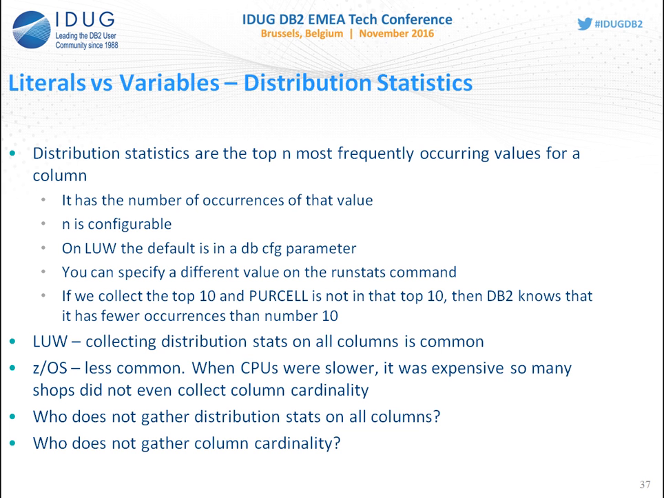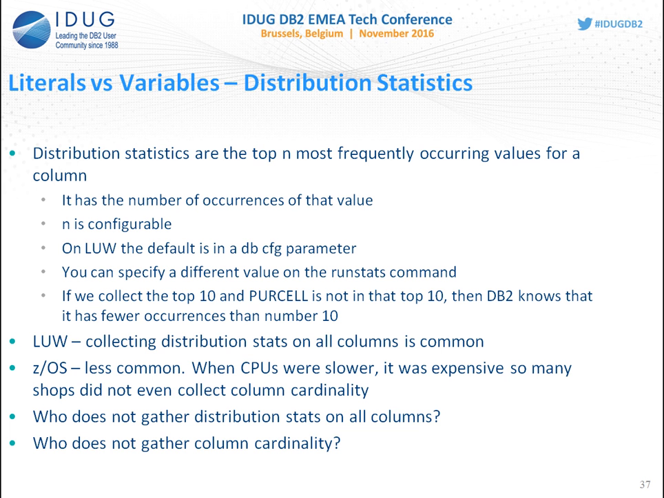So when I run RUNSTATS INDEX ALL KEYCARD, is this a distribution statistic, or is it not? It will give you distribution stats on those in the leading index columns. So I think everybody collects distribution statistics because it's the default. Only on the index columns. Yeah, on your index column.